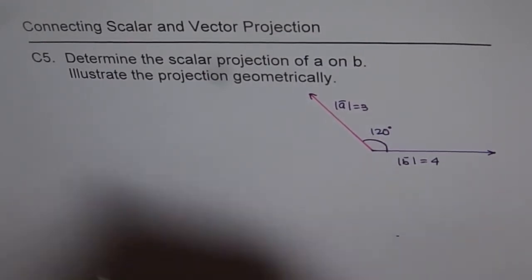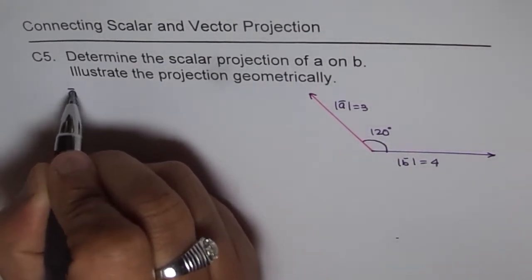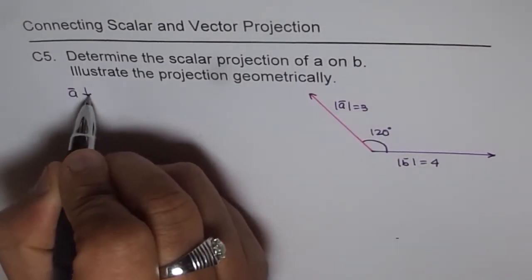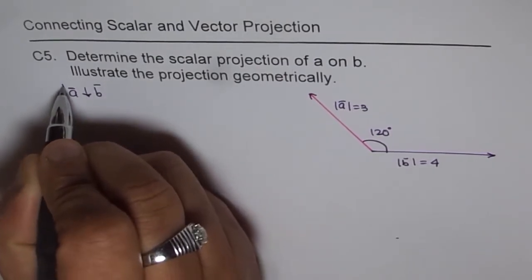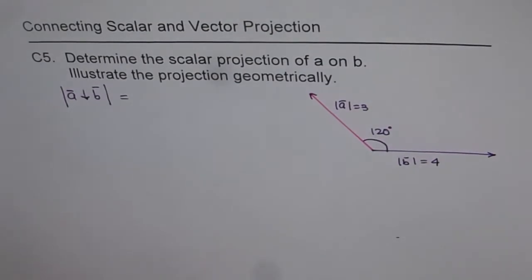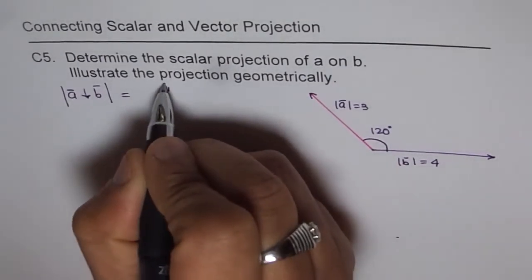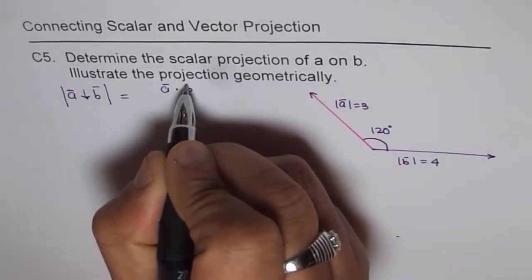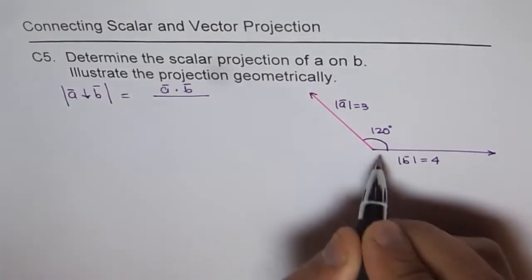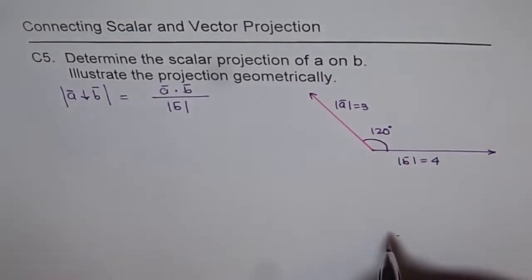Now the scalar projection, so let's say the scalar projection of vector A on B, will be its magnitude, right? That is how I am going to represent scalar projection of A on B. Now scalar projection of A on B is the dot product of vector A with B over the magnitude of B, right? That is how we get scalar projection.